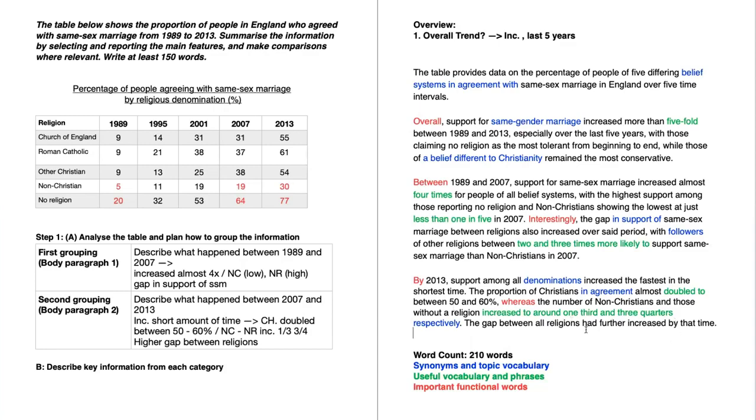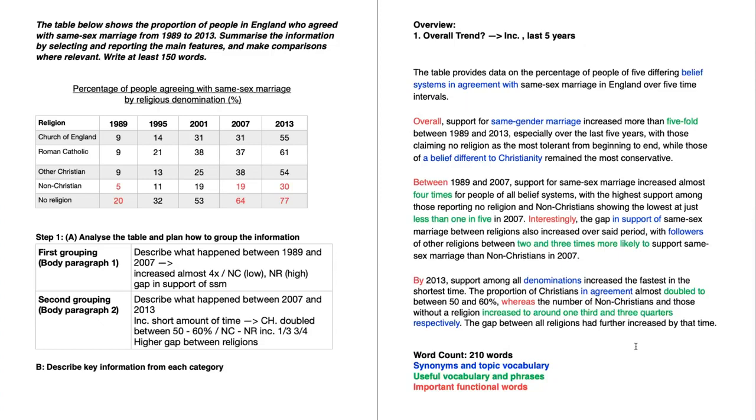And then we have the past perfect, very important. "The gap between all religions had further increased by 2013." So it's great that we have the past perfect in here as well, because you want to add as much advanced vocabulary and grammar as possible just to get your points up, of course, if it makes sense and is done so in a logical way.